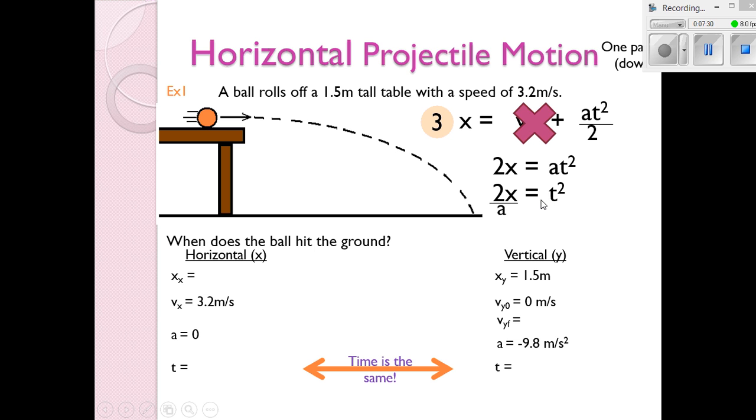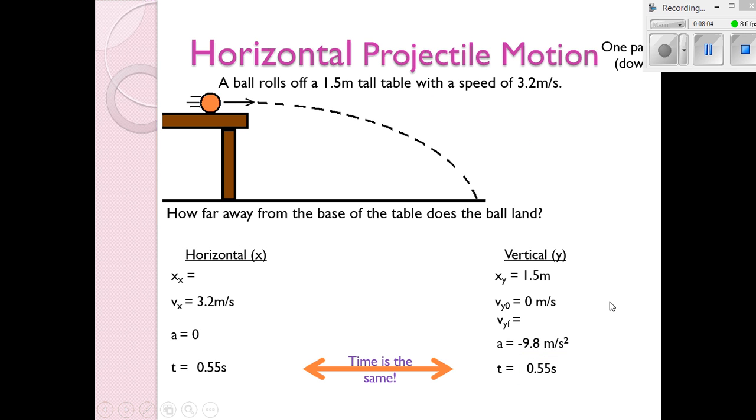And then I ran out of room, but remember we're looking for t, not t squared. So I'm going to find the square root of this, find the square root of that, and then just plug in the information. 2 times 1.5 divided by negative 9.8. At this point, the negative is irrelevant. We take the square root of that to get t, not t squared. And it turns out that the ball hits the ground after 0.55 seconds. So in less than a second, the ball will hit the ground.